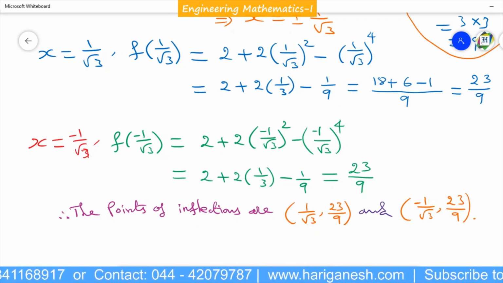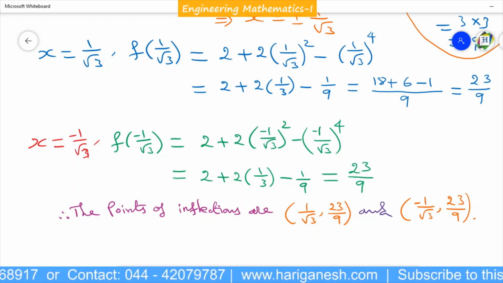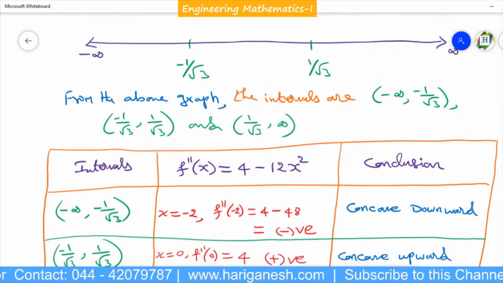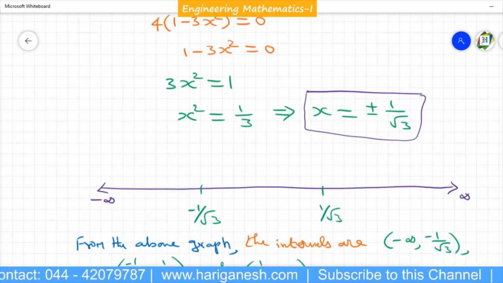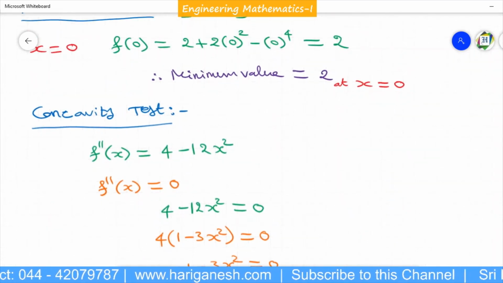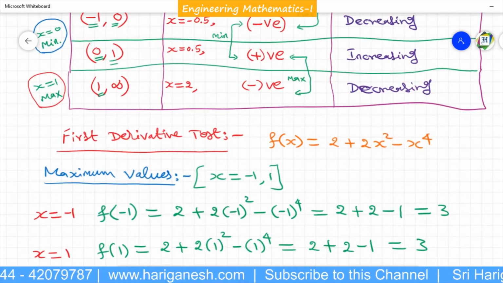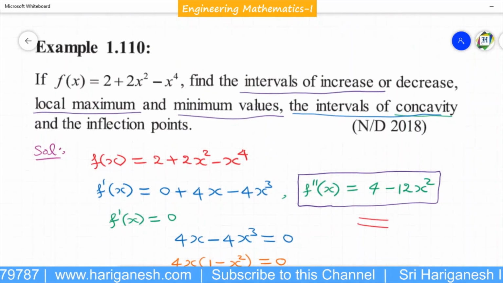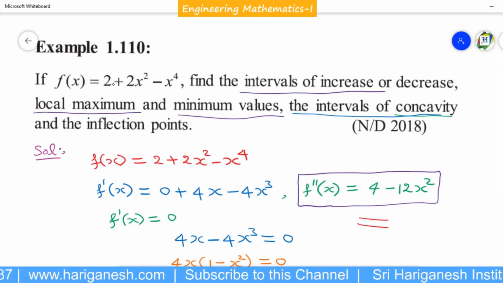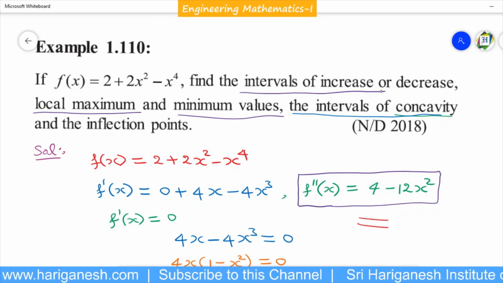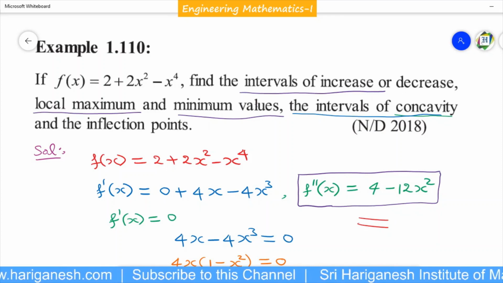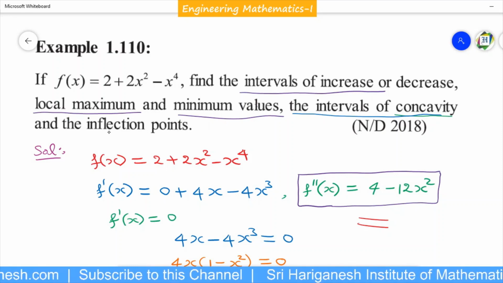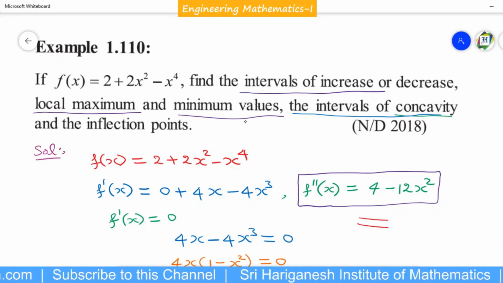Okay, so the problem is over. This is one of the important 16 mark problems, a very lengthy problem. So take practice, it is very easy, and also it is the most important question in unit 1. You can expect it in the university exam. Okay, you see everything is over. For the given function, we found the intervals of increase or decrease, local maxima, minima, and the intervals of concavity. Finally we found the points of inflection. Okay, so this problem is over.